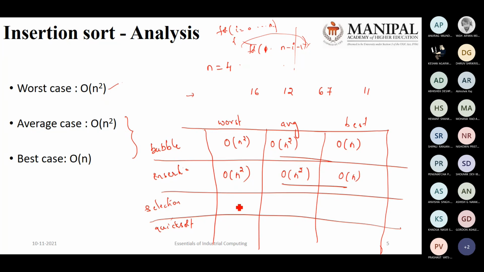Now, the selection sort. What is the method for selection sort? We discussed it in the previous class. Can somebody tell me what the algorithm for selection sort is?